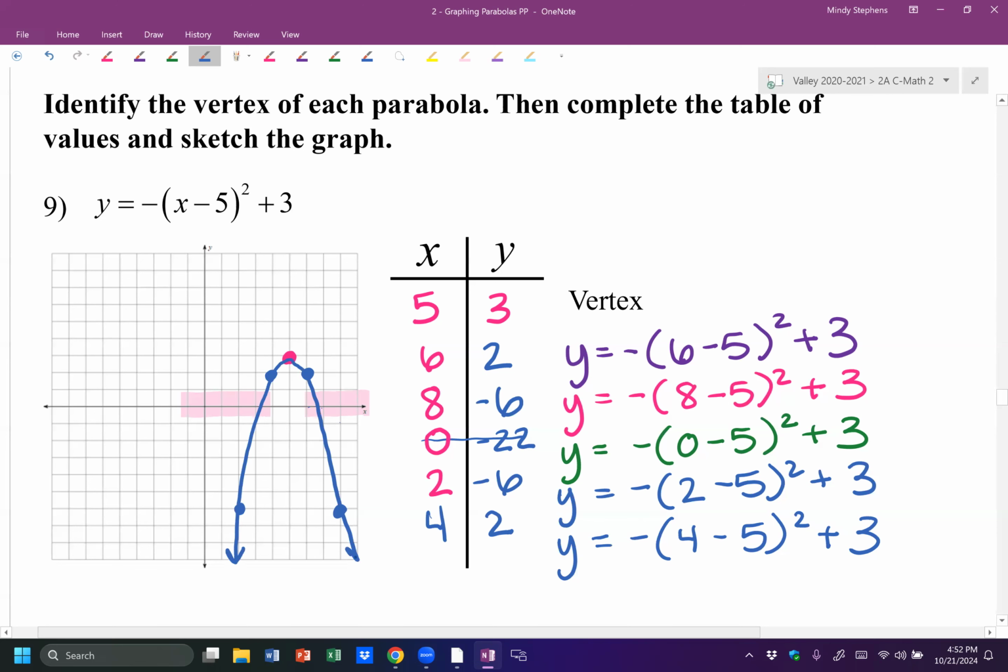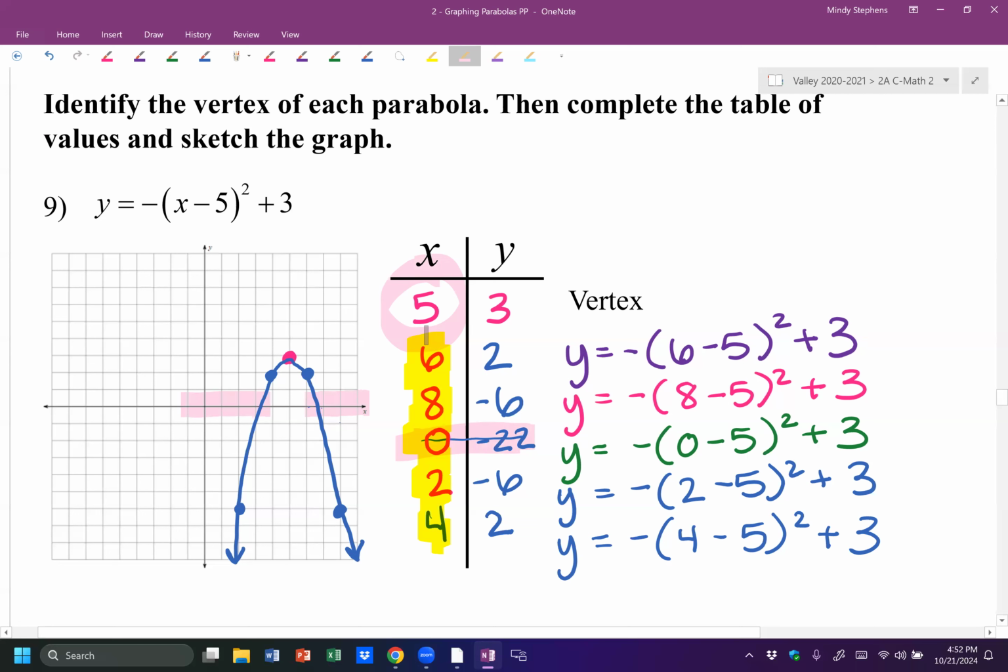You can do any numbers. When you choose these numbers, you can pick any numbers you want. The more numbers you choose, the more accurate it is. Sometimes you're going to pick numbers like this one that is 0, negative 22. That's so far off your graph, you can't even graph it. So you want to get numbers that are kind of close to this X value. The closer they are to the X value, the more likely they are to work.